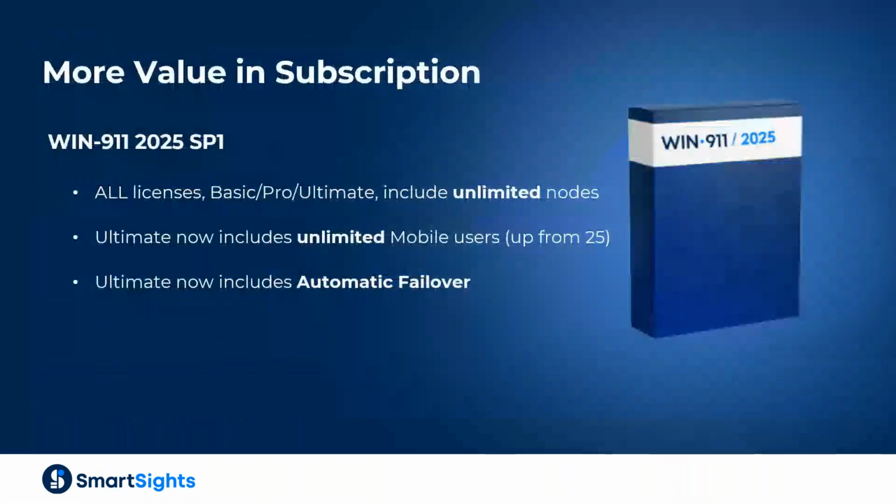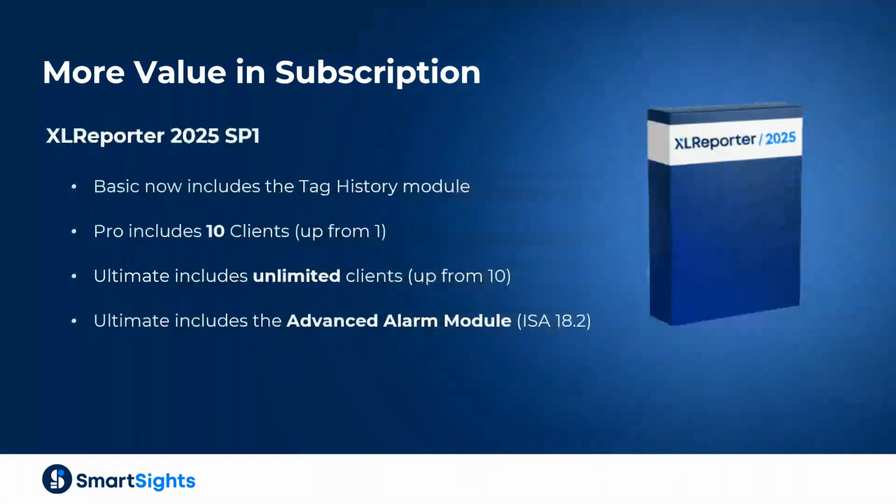Next slide. If you're an existing subscriber, your tool could grow a ton with the latest service pack. These are the updates you're already receiving as part of your investment. For Win911 2025 SP1, all license tiers now include unlimited nodes and add-ons, and our unlimited tier now supports unlimited mobile users and includes failover as well. For XL Reporter, we've done the same: the Pro tier now includes 10 clients instead of 1, and Ultimate now includes the Advanced Alarm module, which is fully ISA 18.2 compliant and includes unlimited clients as well.